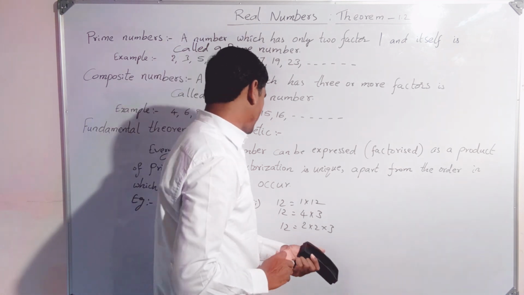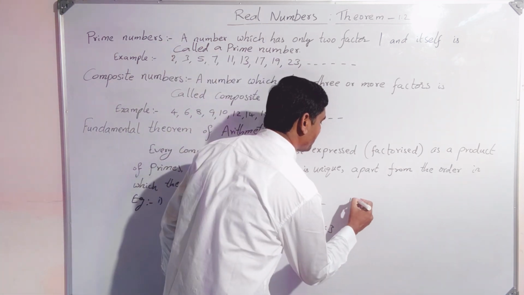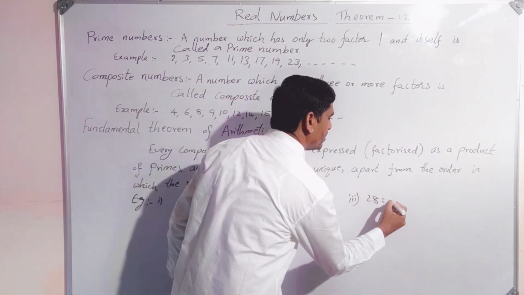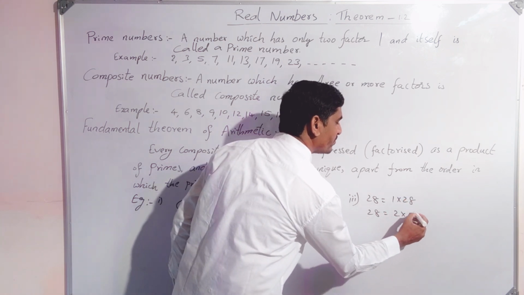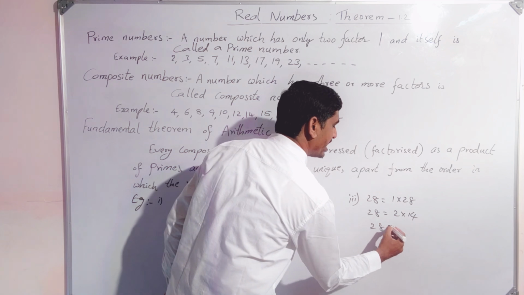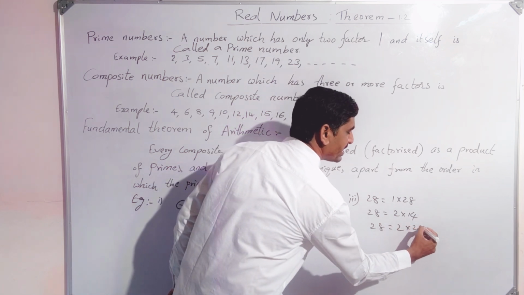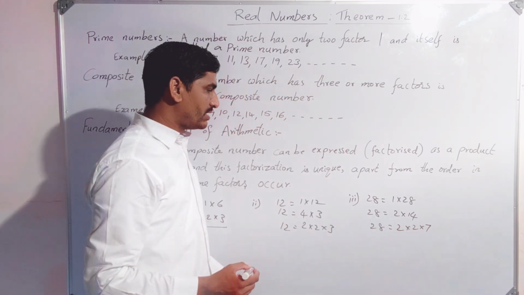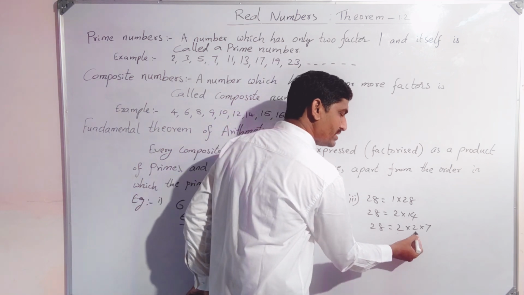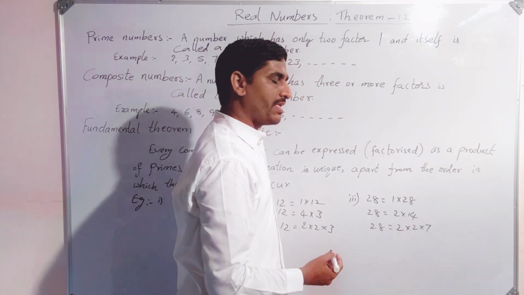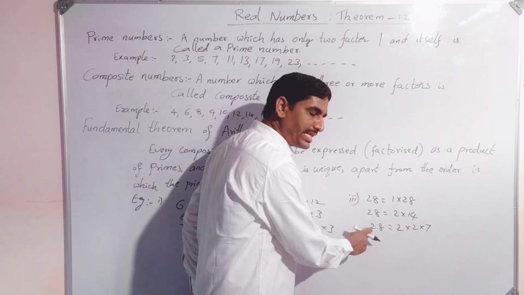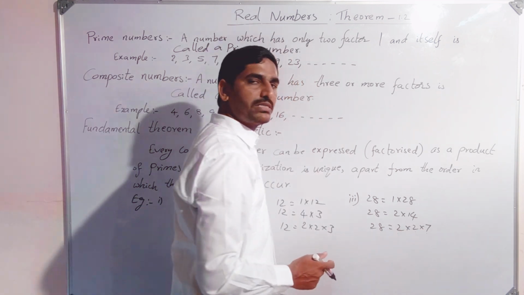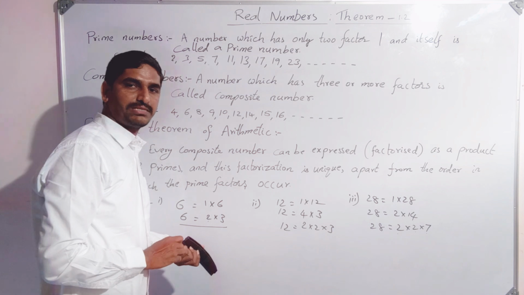And 28. You can take 28 for example. 28 can be written as 2 14s are 28. 2 into 14 can be written as 2 7s. So now 2 is a prime number, 2 is a prime number, 7 is a prime number. Therefore, we can say that for 28, 2, 2, 7, these are the prime factorization.